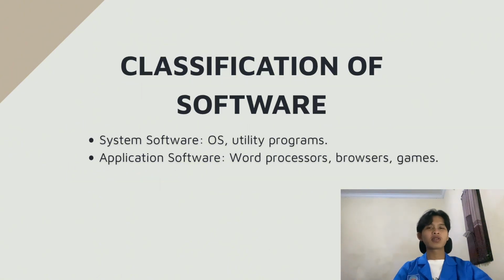Now, let's look more closely at the types of software. System software includes things like the operating system and utility tools. Application software includes programs we use daily like Microsoft Word, web browsers, and games. In simple words, system software runs the computer and application software lets us do specific tasks.